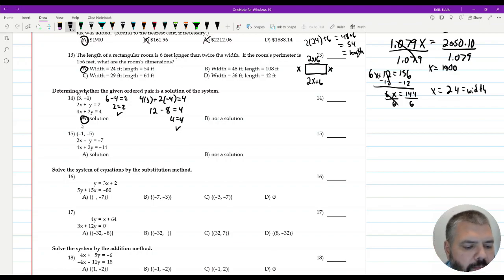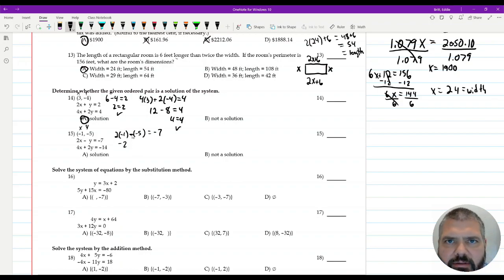All right. Number 15 is the same type of problem. Let's plug in -1, -5. So that's my x and that's my y. So plug in a -1 for your x. It's 2 times -1. Now be careful here. You have a minus and then plug in a -5 for your y. Then I have equals -7. All right, so let's see. 2 times -1 is -2.